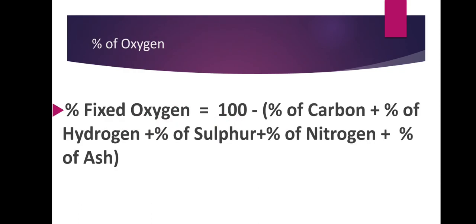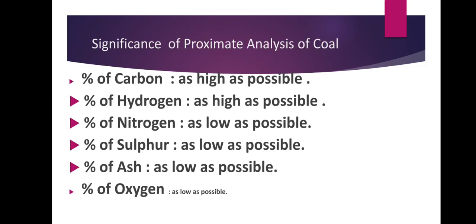Now there is only one last thing which has to be determined, and this is the percentage of oxygen. Now the percentage of oxygen is equal to 100 minus (percentage of carbon plus percentage of hydrogen plus percentage of sulfur plus percentage of nitrogen plus percentage of ash). When you subtract this, then the value that we get will be equal to the amount of oxygen. Now after this we will discuss the significance of the ultimate analysis.